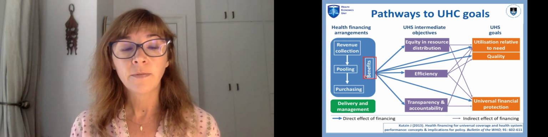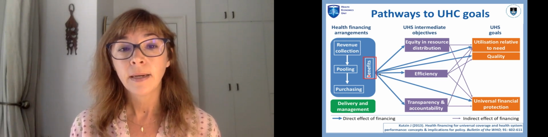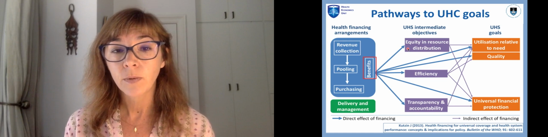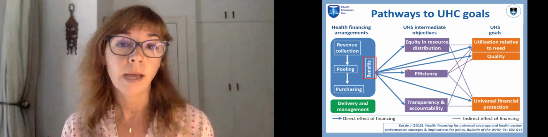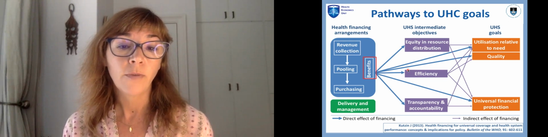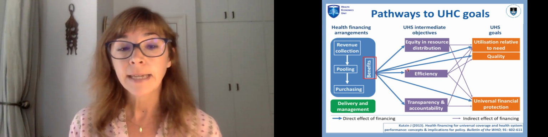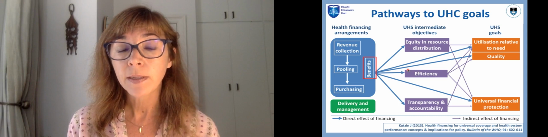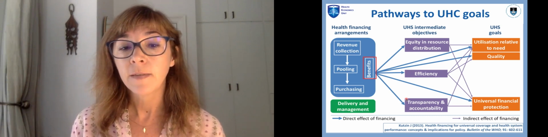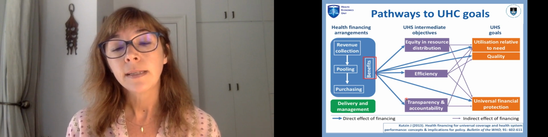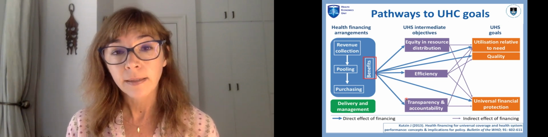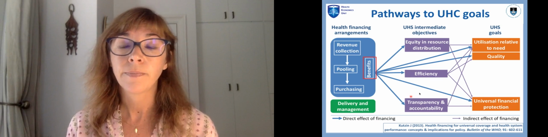And if those benefits are chosen wisely, one achieves equity in resource distribution, one achieves efficiency, otherwise known as cost effectiveness or value for money. And if one does this well within a fair process, one also achieves transparency and accountability, and one can increase the extent to which the public trusts the public health system.